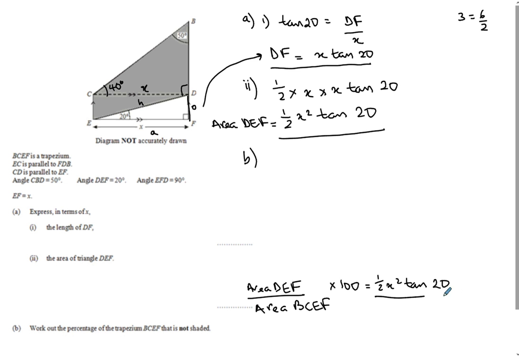Now you can tell we need to find the area of the whole trapezium. So when we come to our parallel lines, the area of the trapezium is A plus B divided by 2 times the height. Yeah? Okay, so we're going to go CE plus BF. So you can tell we need to find BD first.